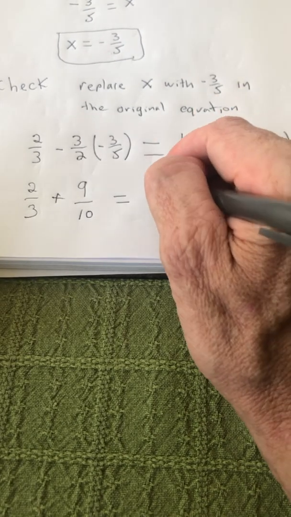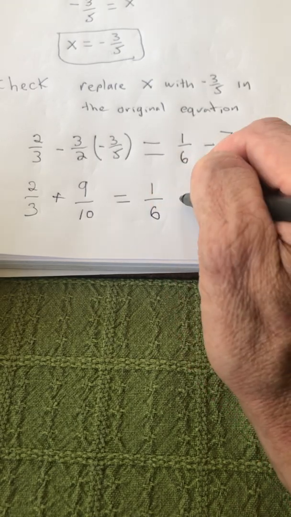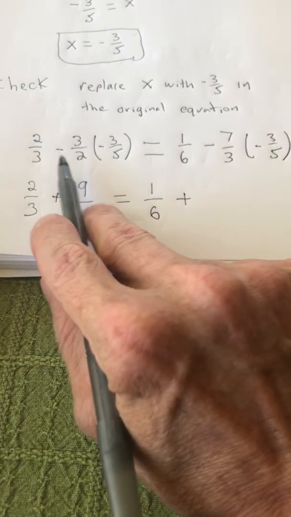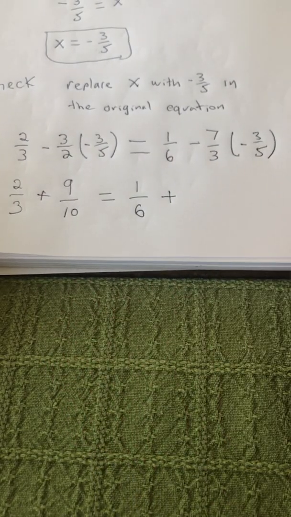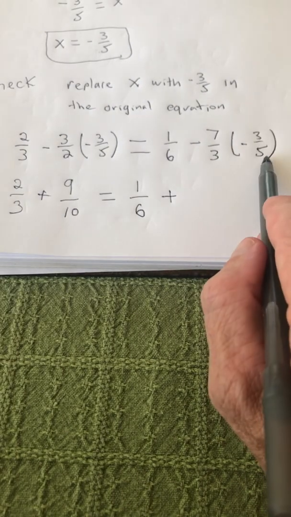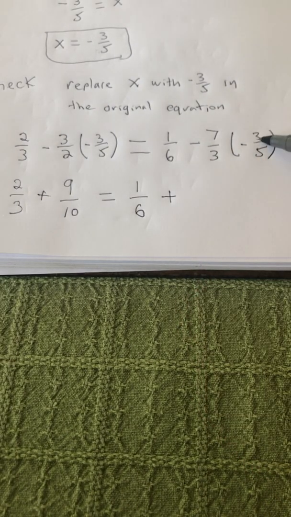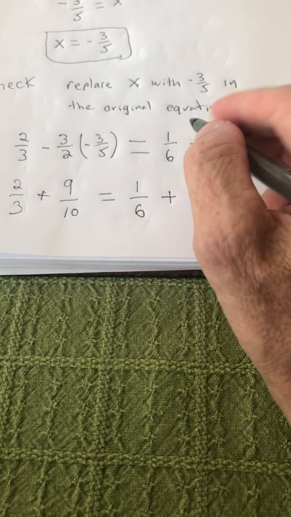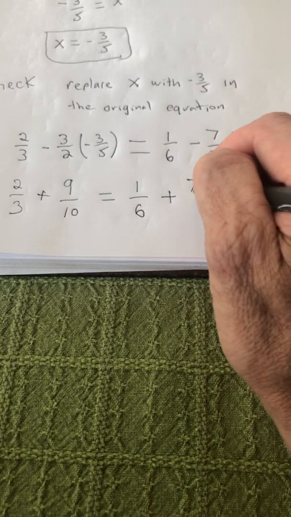In the right-hand side, we have 1/6. And similarly to what happened on the left side, we have a double negative. So what we have is a positive, although in this case you notice that we can do some cross canceling again because we have like factors here, the 3's. So this is going to end up being 1/6 plus 7/5.